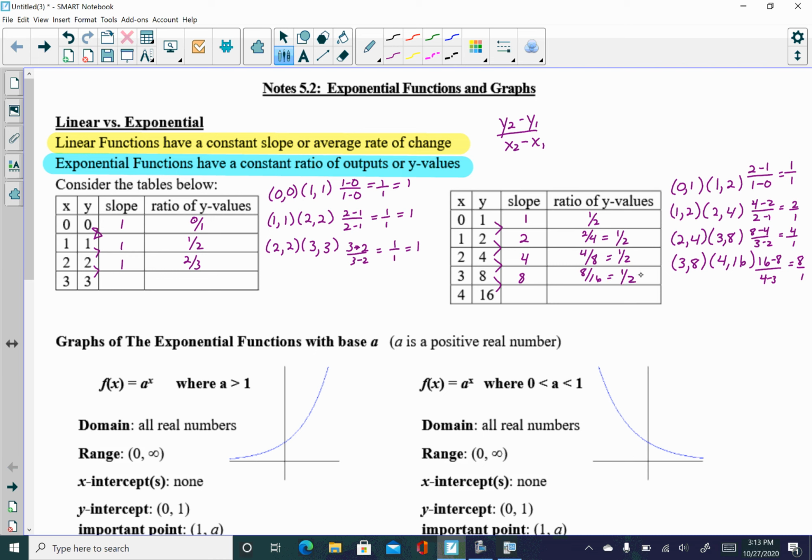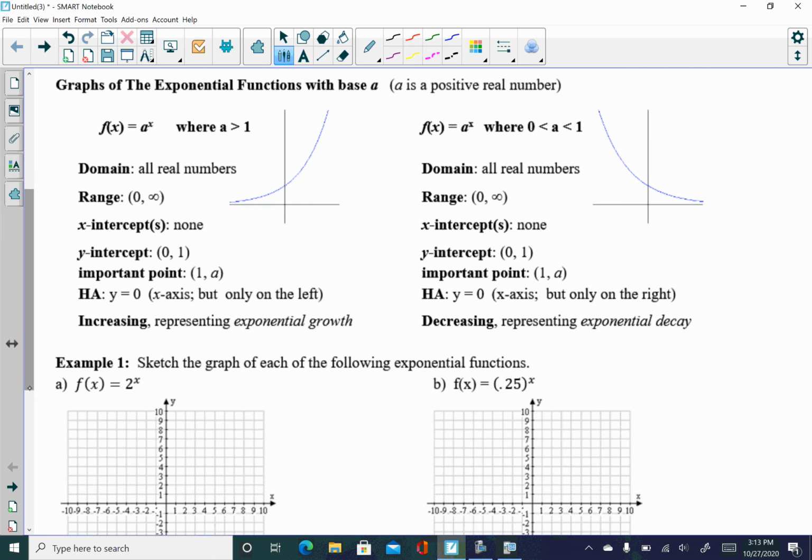So just trying to illustrate for you here, linear functions always have the same slope. Exponential functions will always have the same constant ratio of your y values. Just below that is some other important information about exponential functions. Exponential functions are of the form y equals a to the x. And you notice that the graph over here on the right, your function is increasing from left to right, versus the graph, I'm sorry, this is the graph on the left.